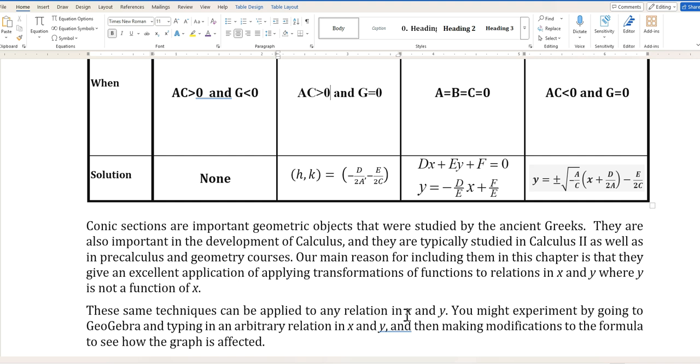So you might experiment by going to, say, GeoGebra or some other graphing utility and typing in an arbitrary relation in x and y. It wouldn't necessarily have to be a function if your software allows you to do that, and then making modifications to the formula to see how the graph is affected. So, if you replace x by x minus 3, it should still shift to the right 3 regardless of what formula you type in. And that's true whether it's a function or not a function. Okay, so that gives you a good little introduction to conic sections. There's more you can do with them, but that's a pretty thorough first look at them.